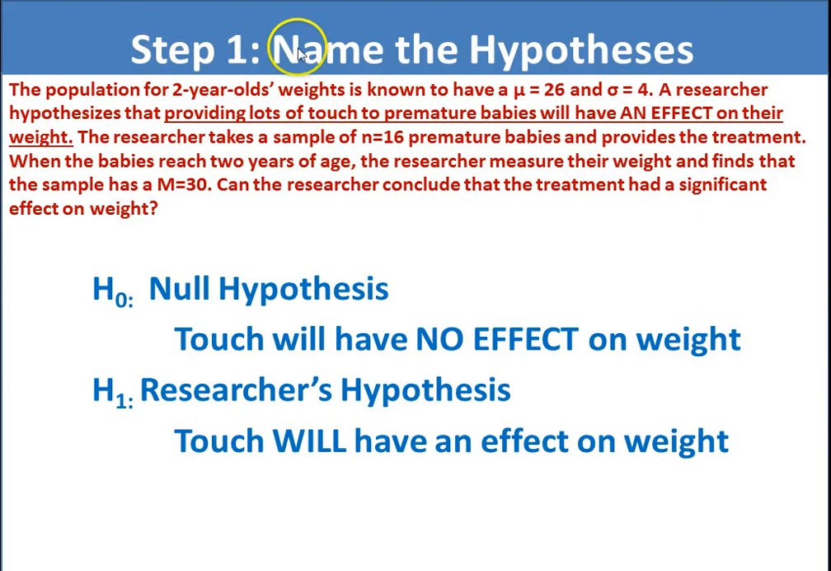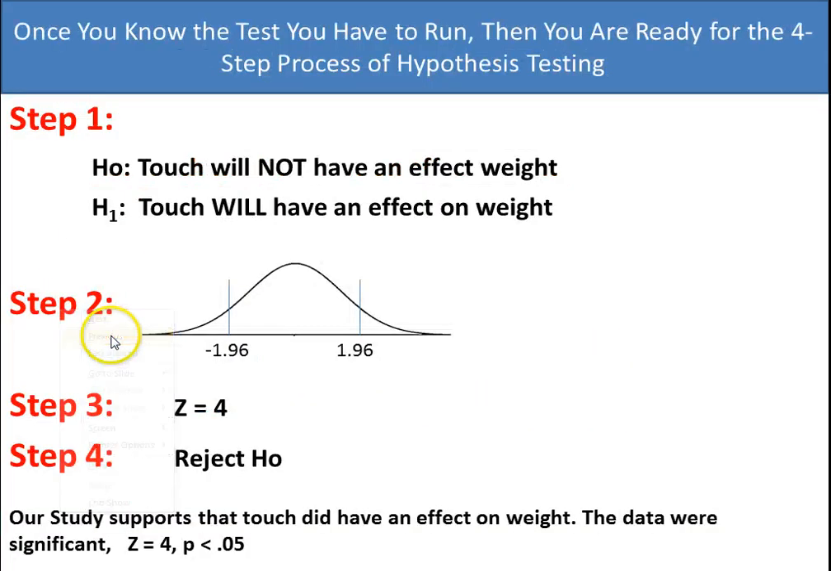So again, step 1, name the hypotheses, and there are always 2 hypotheses you're going to name, H0 and H1. If we look back on the previous slide, if you were going to write out step 1, it would look like this. You would write the null hypothesis, H0, touch will not have an effect on weight, and then you would write the researcher's hypothesis as H1, touch will have an effect on weight. Once you've done that, you've completed step 1, and you can go on to step 2.